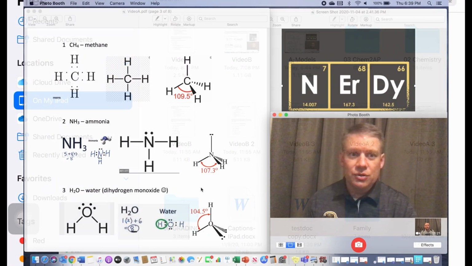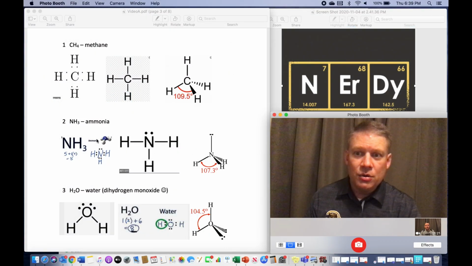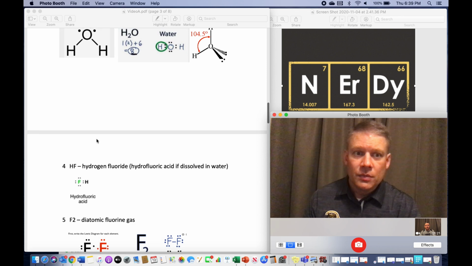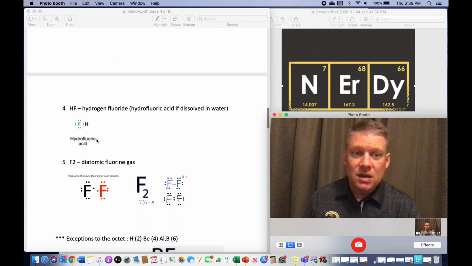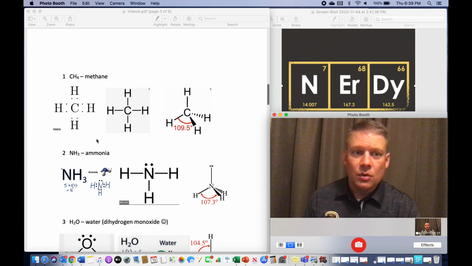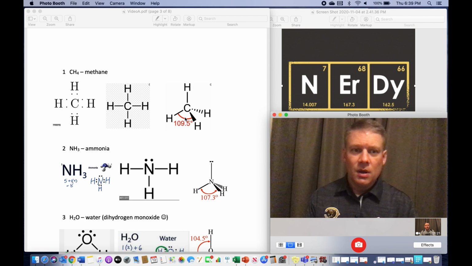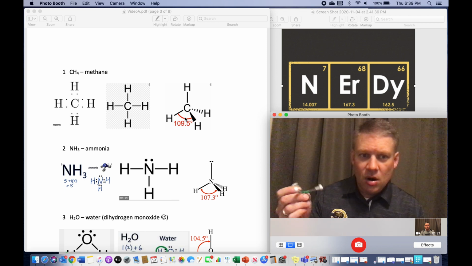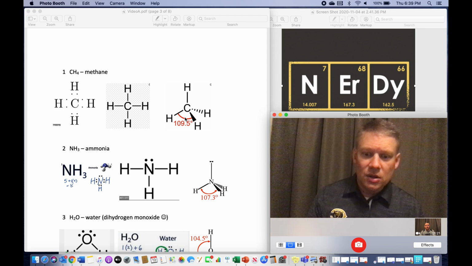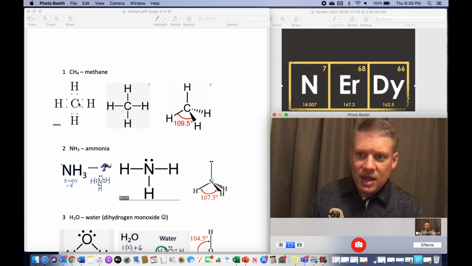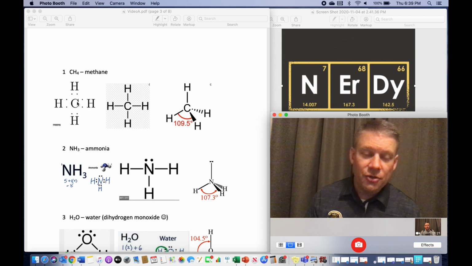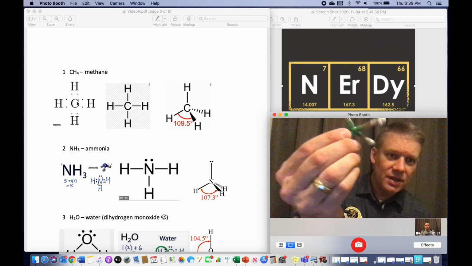The Lewis structures for methane, ammonia, water, hydrogen fluoride, and diatomic fluorine. So here are the Lewis structures. Notice there are dots and lines, and then in a 3D model, when we do VSEPR theory, it appears at first glance that CH4 is going to be at 90-degree angles, but in three dimensions, it's 360.